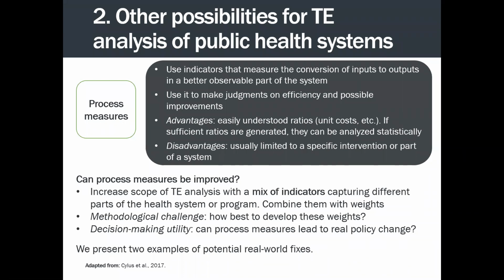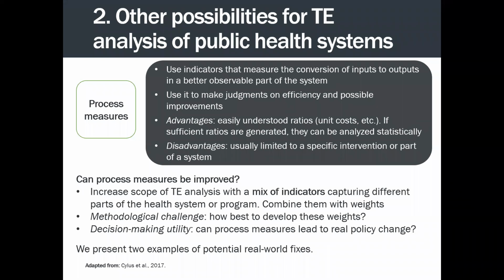While they are easily understood, they are usually limited to describing the part of the health production process that is better observed. So can these process measures be improved in ways that are useful to policy decision-making? Perhaps. One way would be to combine many of these process measures into a composite or an overall mix.